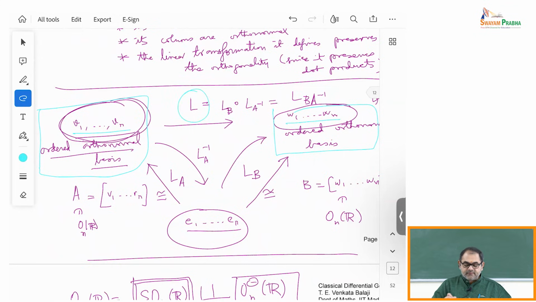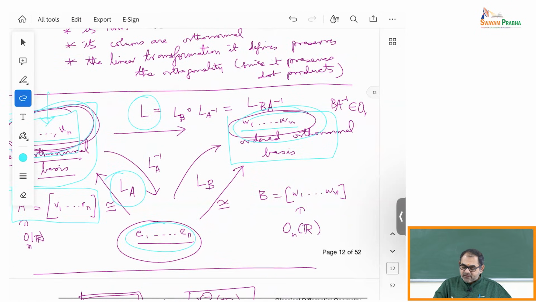There is a linear isometry that takes this orthonormal basis to that orthonormal basis. And what is it? It's very, very simple. You take this first orthonormal basis, put it as a matrix. Then that matrix is an orthogonal transformation. And what is the transformation? The transformation is the transformation L sub A, which maps the e_i to the v_i for every i by the definition of a matrix of a linear map.